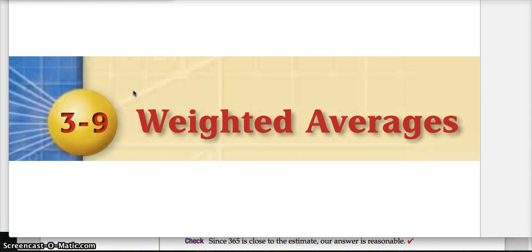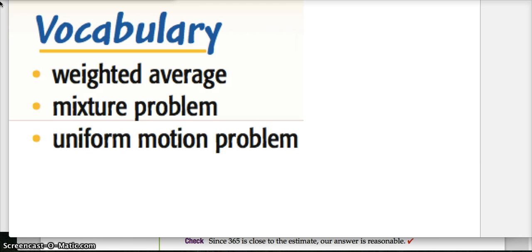Hey, Algebra 1 students, here we are at the end of Chapter 3. We're going to be talking about weighted averages. So weighted averages refers to problems that literally are talking about weighted averages.